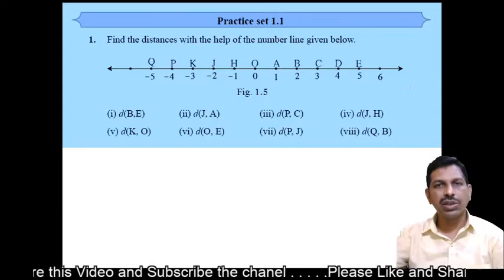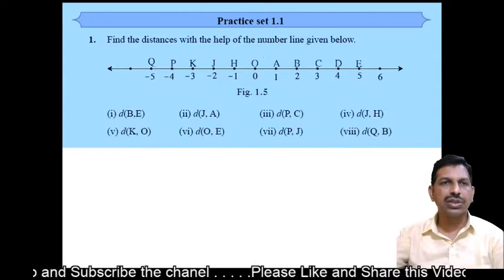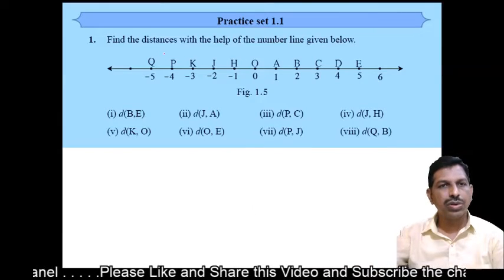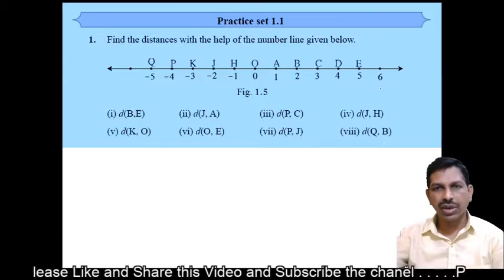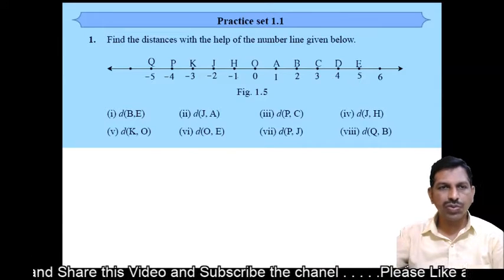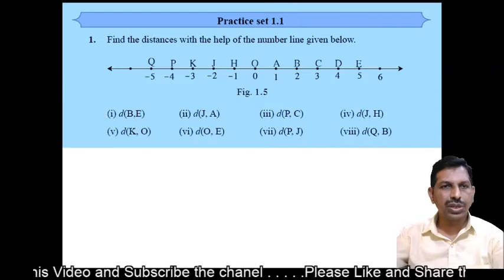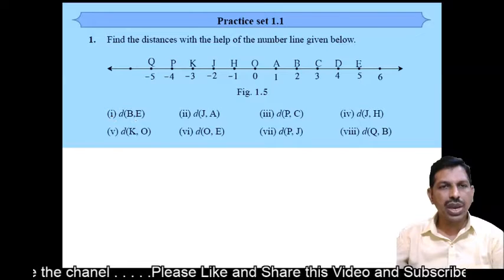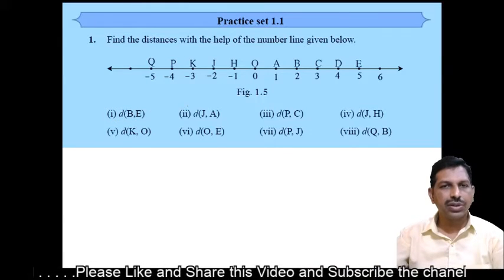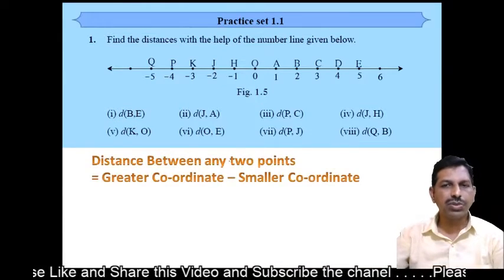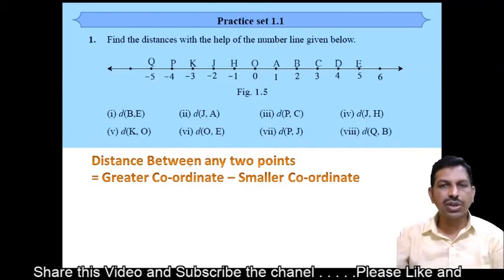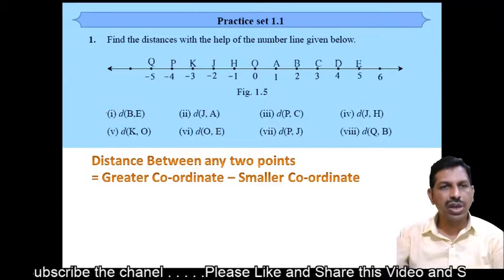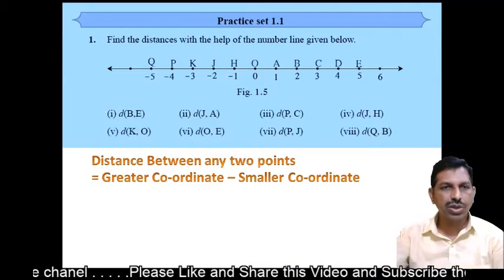The first example given in this practice set is: find the distance with the help of the number line given below. We have to observe this number line, and from this number line we want to find the distance between the given points. For example, we want to find the distance between points B and E. So let us start. The formula for distance between any two points is greater coordinate minus smaller coordinate, that we have already studied, and from this formula we will find the distance of BE.